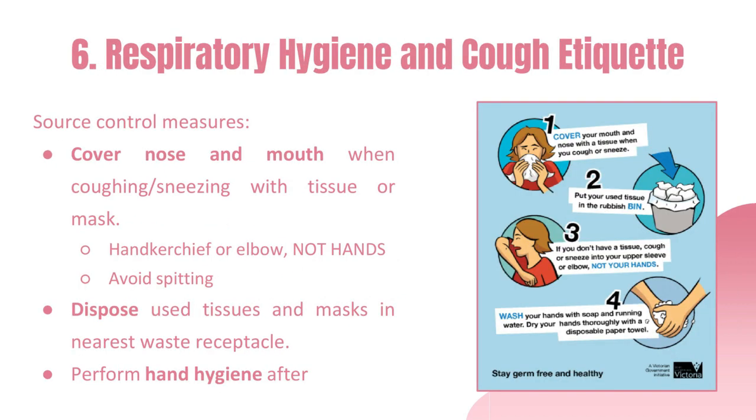Number 6 is respiratory hygiene and cough etiquette. Source control measures. First is to cover nose and mouth when coughing or sneezing with a tissue or mask. Use a handkerchief or elbow, not hands, and also avoid spitting. Second is to dispose of used tissues and masks in the nearest waste receptacle. Lastly, perform hand hygiene afterward.